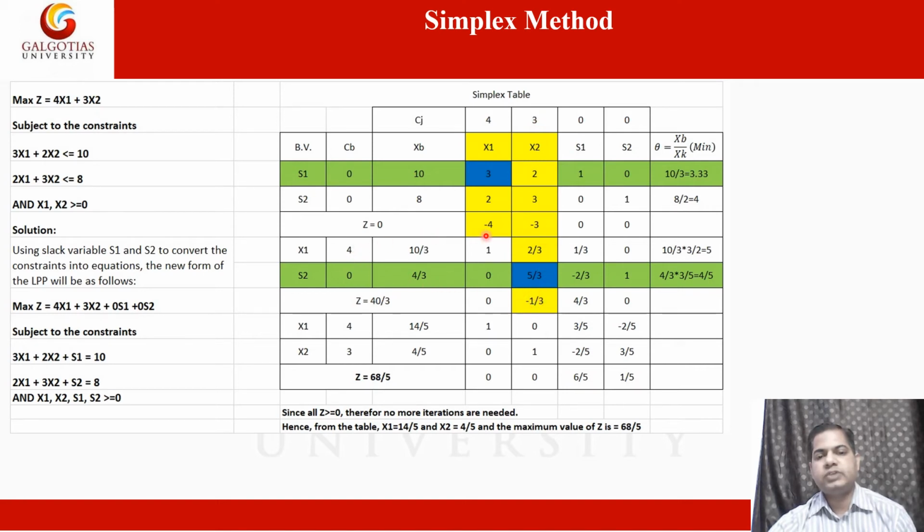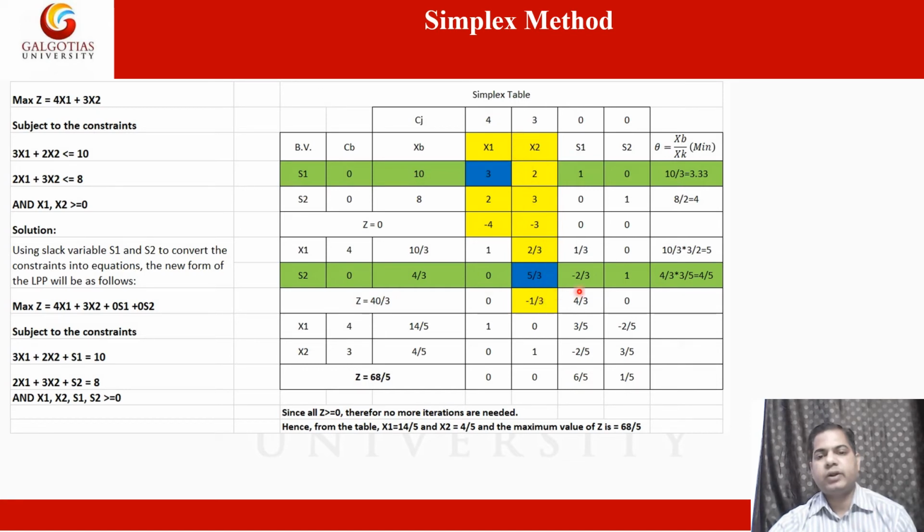Now the next value is 4 into 1 by 3, that is 4 by 3, plus 0 into minus 2 by 3, that is 0. So 4 by 3 minus 0 is 4 by 3. The next value, for s2, will be 0. Now here again we are getting a negative value. So this minus 1 by 3 is my most negative value. So this x2 column is my key column now.